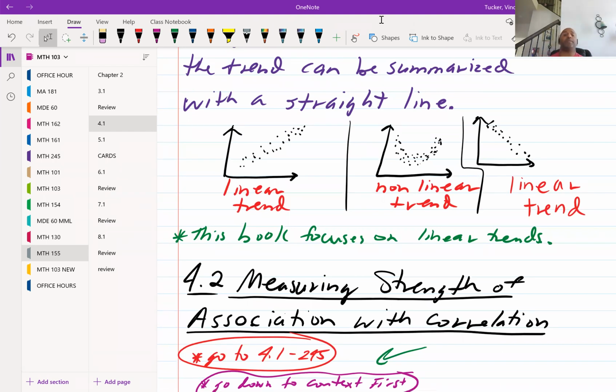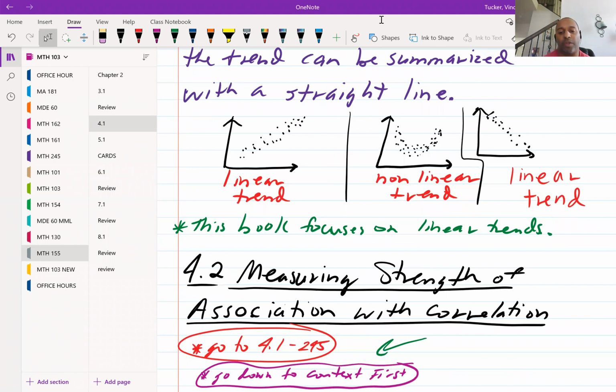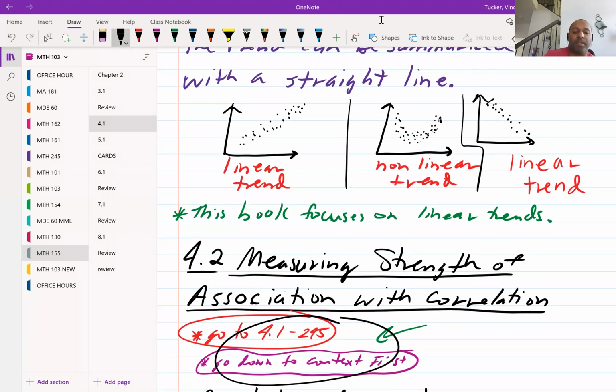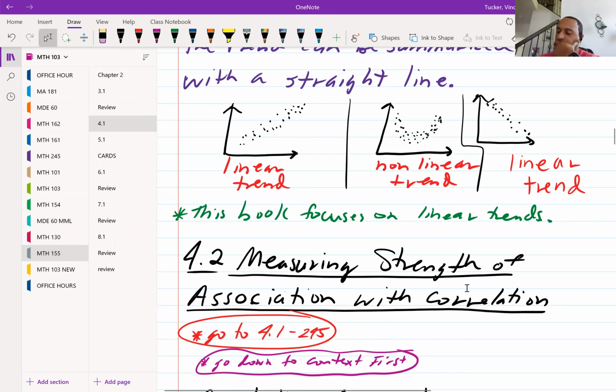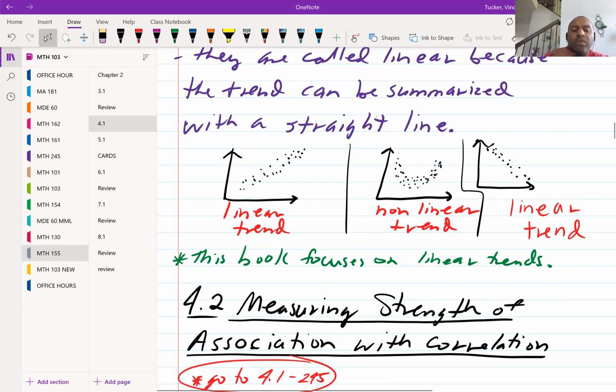All right, so we're going into 4.2 now. You can copy that title, and then I have to go to another page. It's measuring strength of association with correlation. Don't copy the red and purple, that's just notes for myself. I'll just copy the title, and then we'll switch to another page. Copying linear examples. Okay. Let me know when you're ready.